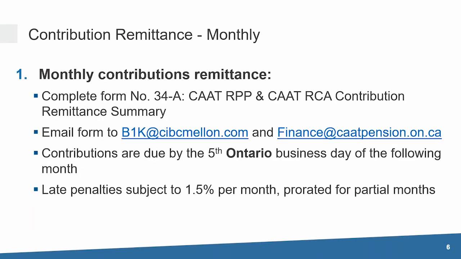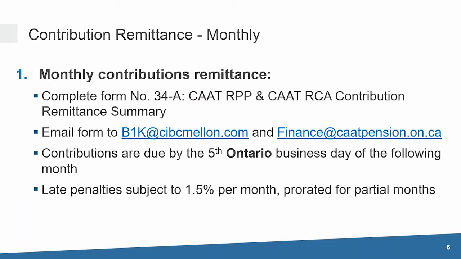The current contribution and pregnancy parental payroll deductions are done monthly. The appropriate form that should accompany the payment is Form 34A, which is titled CAT RPP and CAT RCA Contribution Remittance Summary. RCA stands for Retirement Compensation Arrangement, which is another plan administered by us. It should be emailed to both CIBC Mellon and finance@catpension.on.ca at the same time or just before payments are made for monthly contributions. Please note that the amount remitted should match the dollar total on the remittance form.